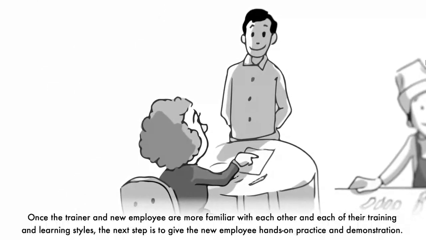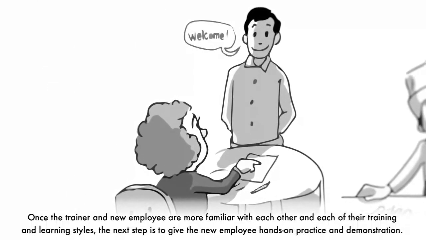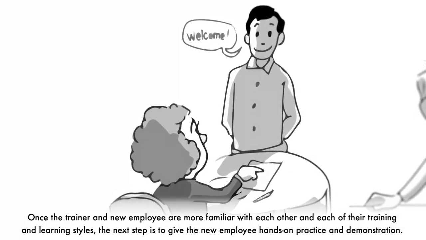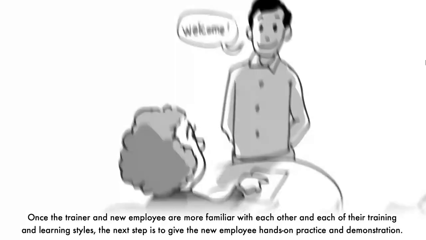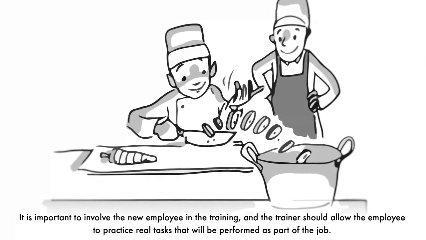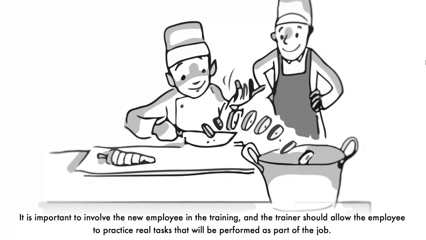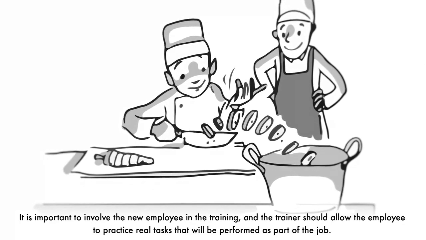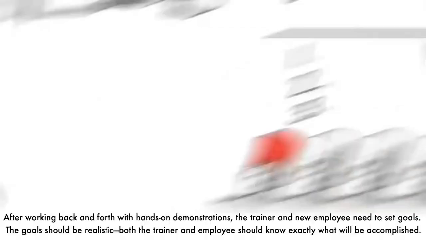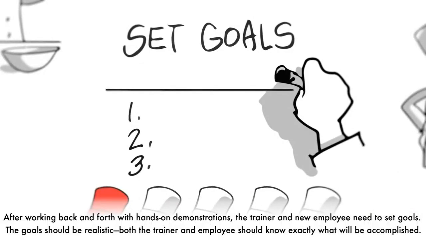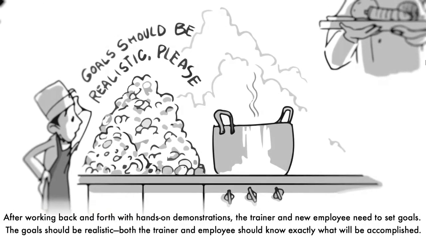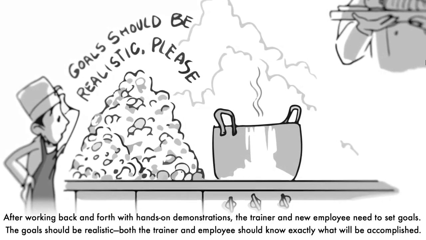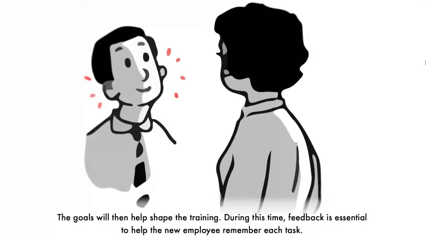Once the trainer and new employee are more familiar with each other and each of their training and learning styles, the next step is to give the new employee hands-on practice and demonstration. It is important to involve the new employee in the training, and the trainer should allow the employee to practice real tasks that will be performed as part of the job. After working back and forth with hands-on demonstrations, the trainer and new employee need to set goals. The goals should be realistic. Both the trainer and employee should know exactly what will be accomplished. The goals will then help shape the training.